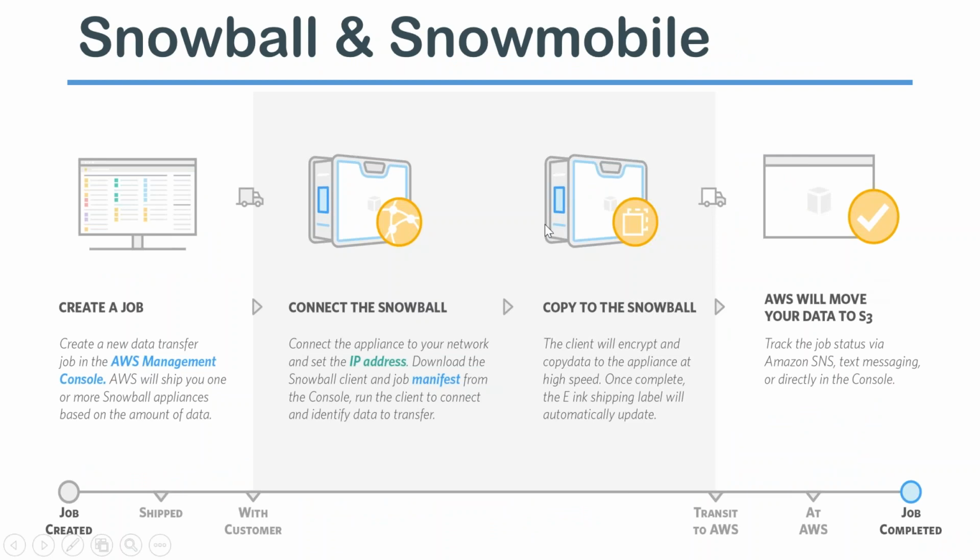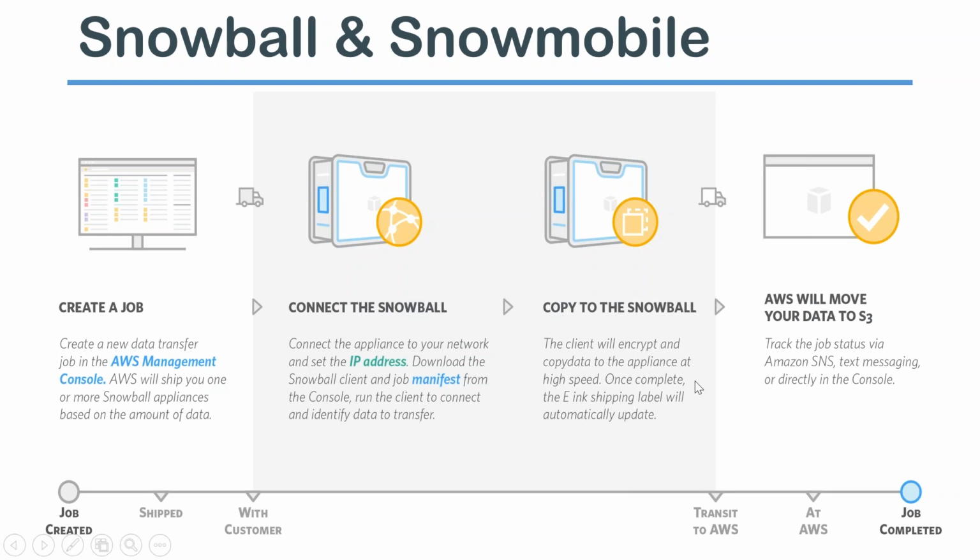Okay, this is what I was talking about. This is just a more detailed understanding of how it happens. You first create a job. In the job, you tell Amazon what you want to do and where your location is, and Amazon will accept the job and give you a timeline of when the disk will be shipped to you. Once it is shipped and with the customer, connect the appliance to your network, set the IP address, and do all the process that the manifest allows you to do. All the data will be shown here on what you need to do.